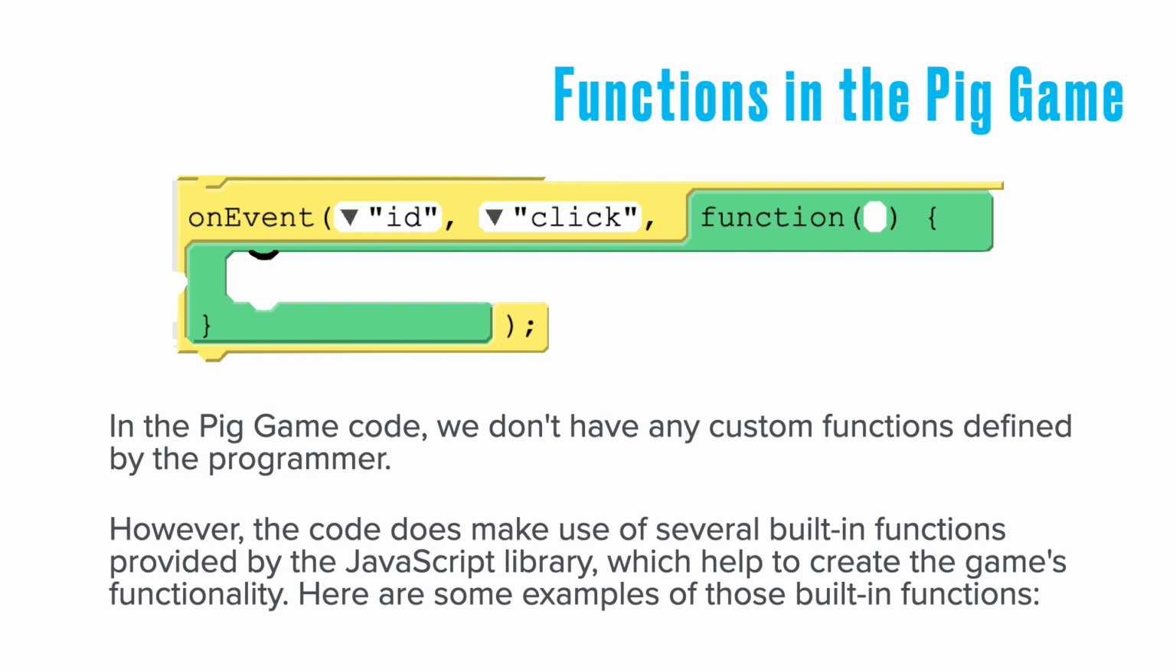Although there aren't any custom functions written in this pig game code, it does make use of lots of the built-in functions provided by the AppLab library. These functions help create the game's functionality, such as randomNumber, setTimeout, and onEvent. Let's take a closer look at some of these examples.